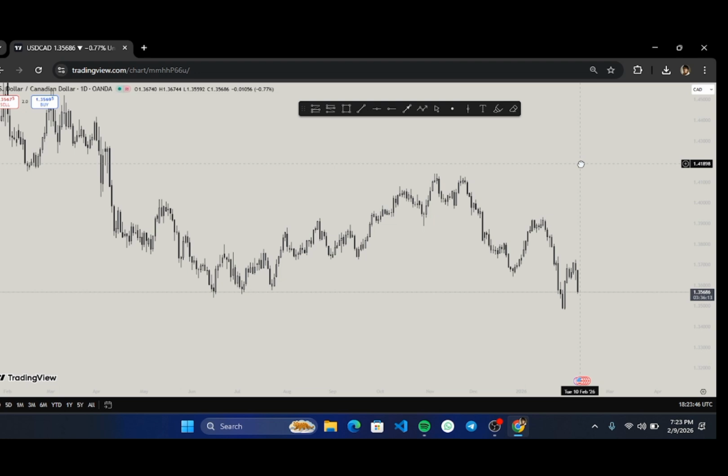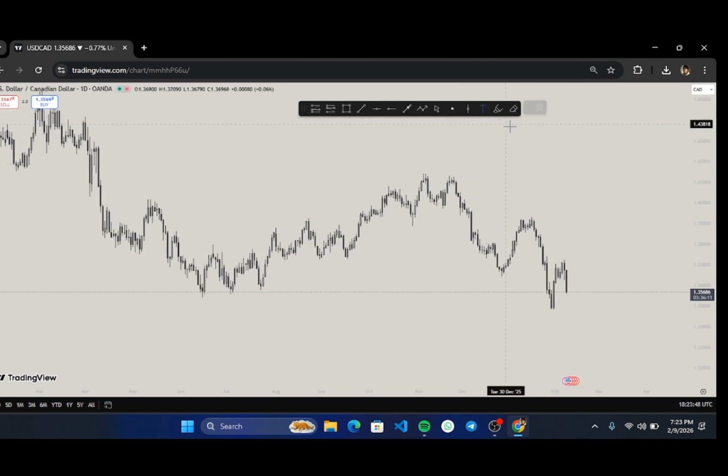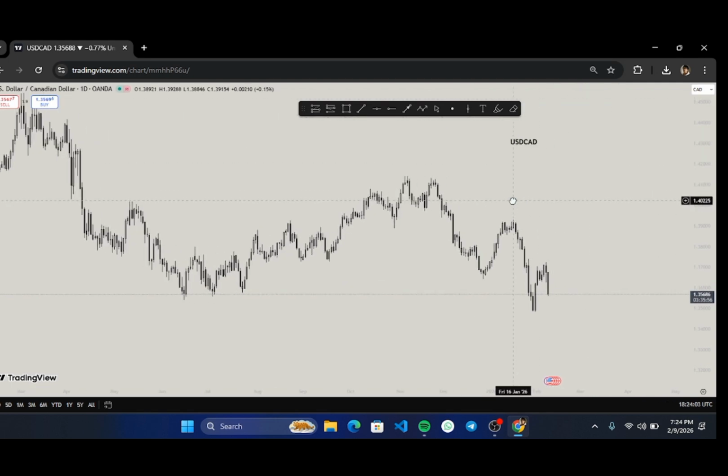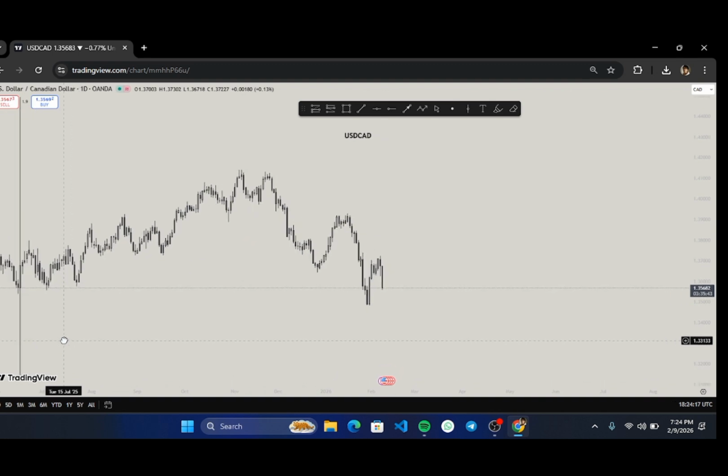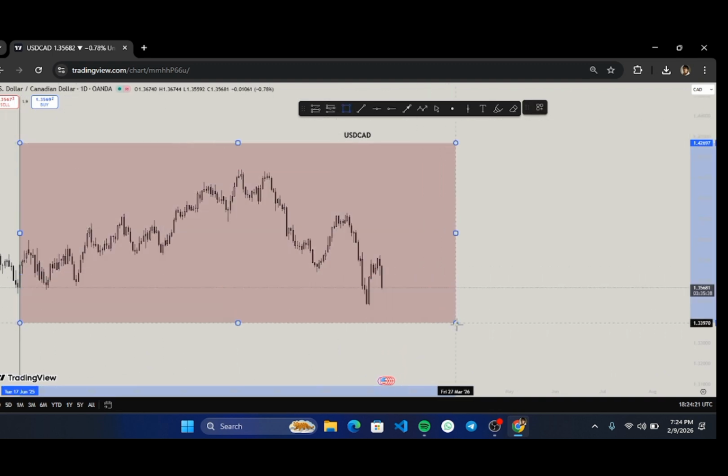So now we'll be looking at this pair. This is the USD CAD, the United States dollar against the Canadian dollar. Let's reduce this a little bit. Okay, so what can we see here now? We'll be cutting out this whole place. Let's cut from here. Your focus should be from here, this whole marketplace.